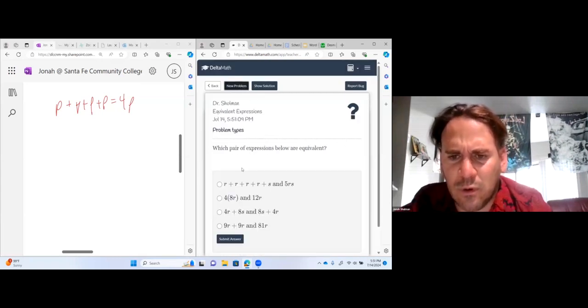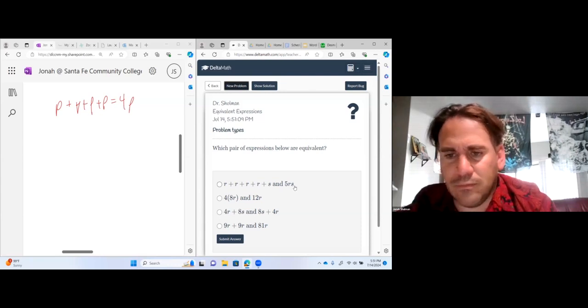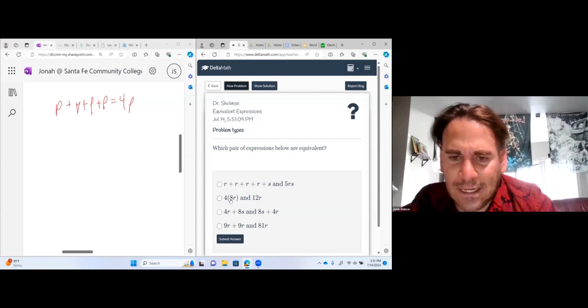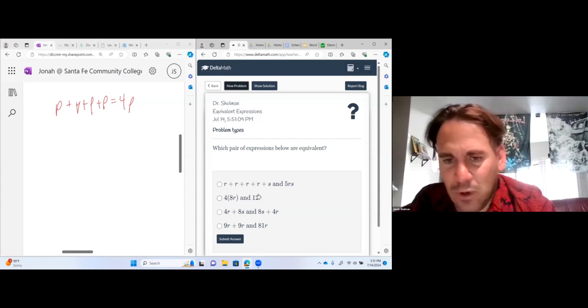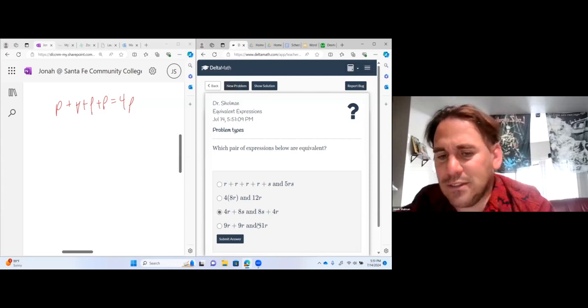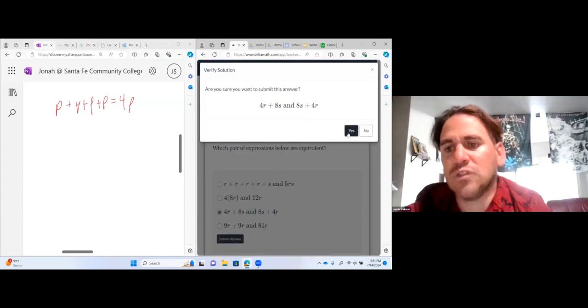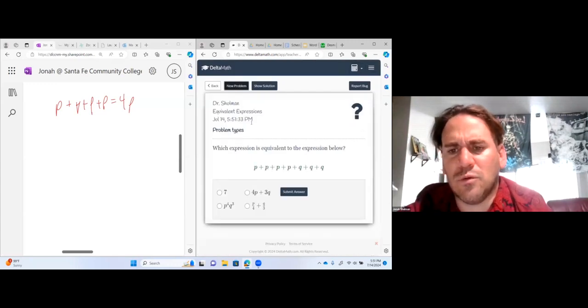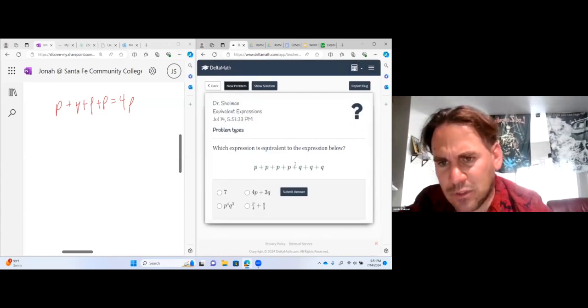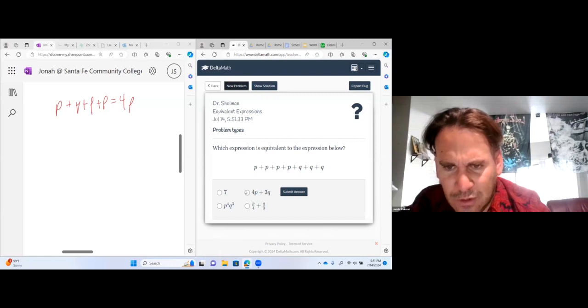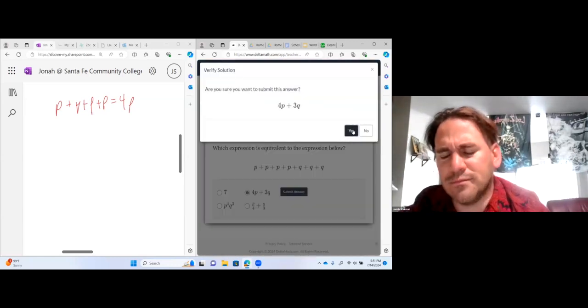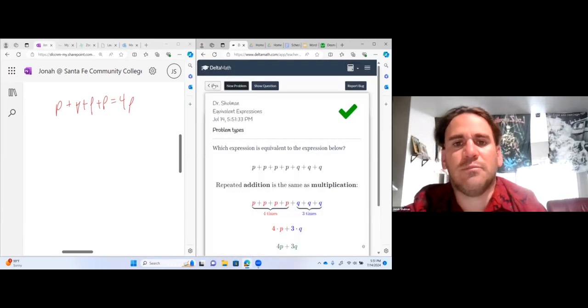Which pair are equivalent? This is 4R plus S. Nope, because this is plus S. So that one's out. 4 times 8 is not 12. 4R plus 8S and 8S plus 4R. There we go. And adding them would just be 12. You don't multiply them. These are good problems. Let's do one more for fun. I got a bunch of P's and 3 Q's. There it is. 4 P's, 3 Q's. Cool. All right, let's keep on trucking.